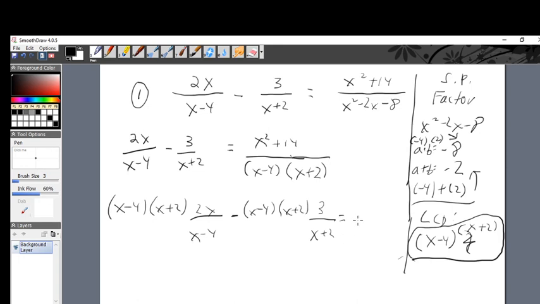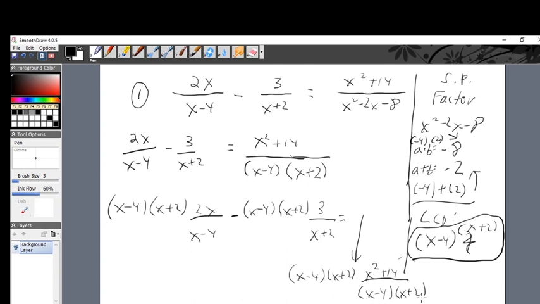I'll do it better on the next video. Just bear with me, please. The right-hand side of the equation is (x minus 4) times (x plus 2), multiplied times the right-hand side of the equation, which is over here, x squared plus 14 over (x minus 4) times (x plus 2).